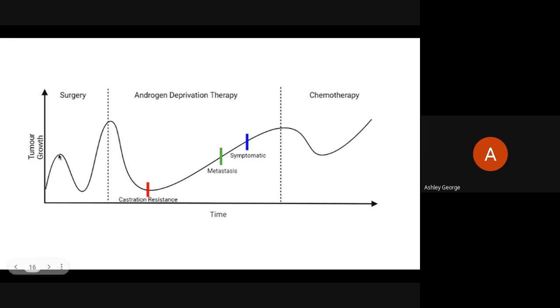So as the tumor grows, you have surgery, tumor growth kind of declines, and if it does come back up again, then we move to androgen deprivation therapy, which brings us back down to castration resistance. But as I said, patients eventually become resistant to this therapy, leading to metastasis, and then that would lead into chemotherapy, as we have over here on the right.